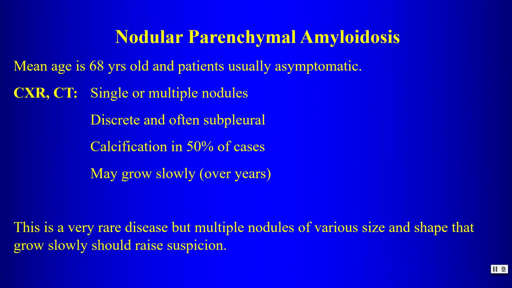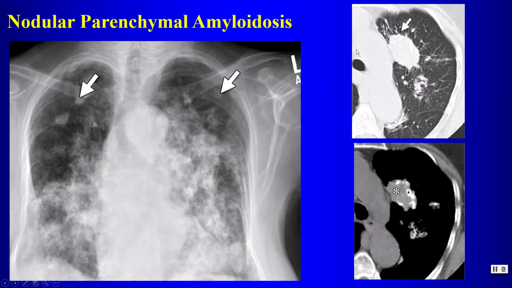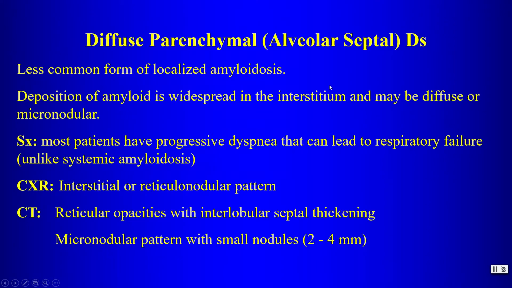Now, with nodular parenchymal amyloidosis, you can have nodules within the lung parenchyma, and calcification is also common within these nodules, and they might grow slowly over many years. This is a rare disease, but if we have multiple nodules of various sizes and shapes that grow slowly, you might think of nodular parenchymal amyloid. Here's an example, this nodule within the lung. This may remain stable for years or may grow very slowly, and you might have calcification associated with that. Another example here, multiple nodules scattered throughout the lung with calcifications, nodular parenchymal amyloidosis.